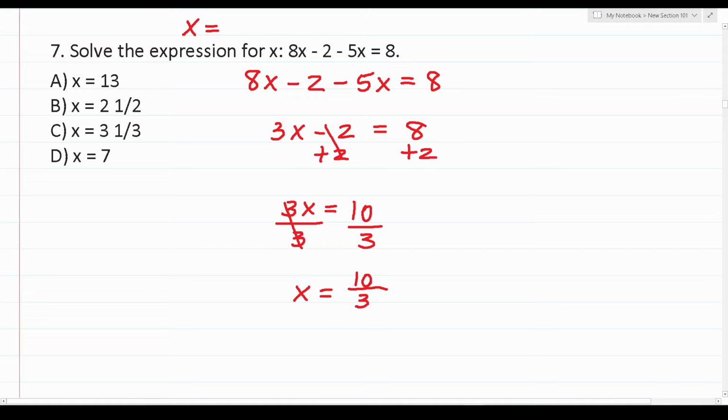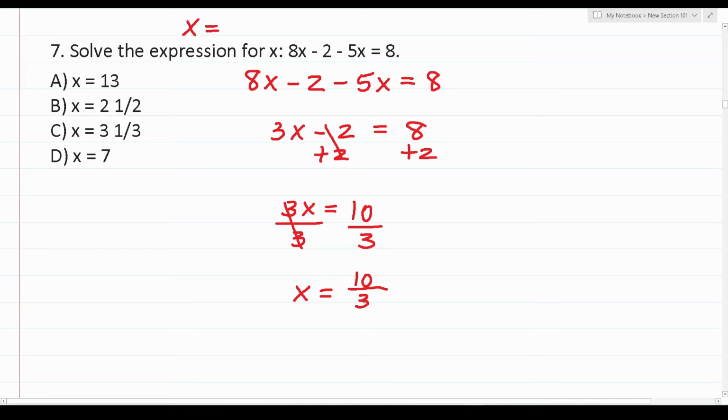As it happens, this 10 over 3 is called an improper fraction. An improper fraction is a fraction in which the numerator is bigger than the denominator. Clearly 10, the numerator, is bigger than 3, the denominator. And in light of that, we can convert this improper fraction into a mixed number pretty easily. And the way you do that is like this.